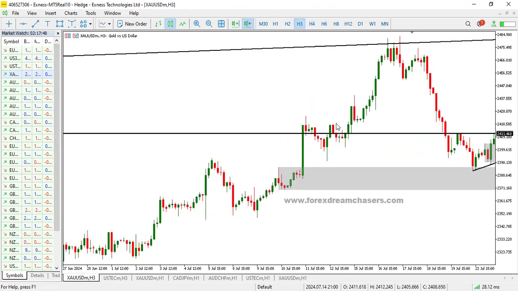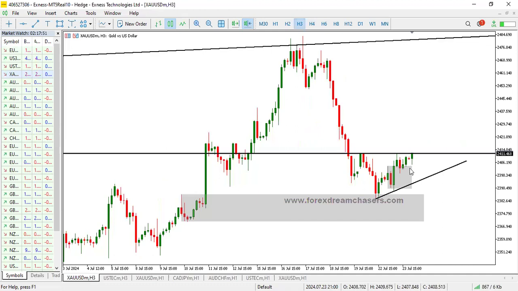Now we go to 3 hours. On 3 hours, this is what I'm talking about. Can you see that already it's showing the signs of breaking up?